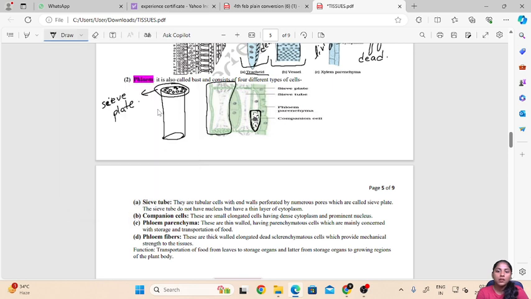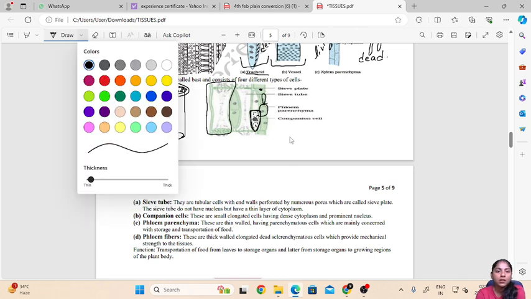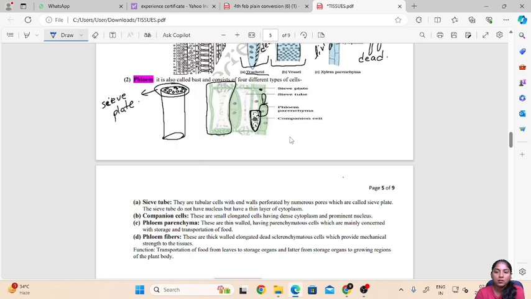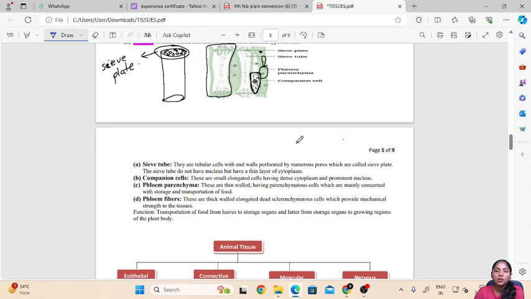Then the third type are phloem parenchyma. Phloem parenchyma are usually thin-walled parenchyma cells. They have a nucleus and cytoplasm. These cells are usually involved in the storage and transportation of the food material or the nutrients.